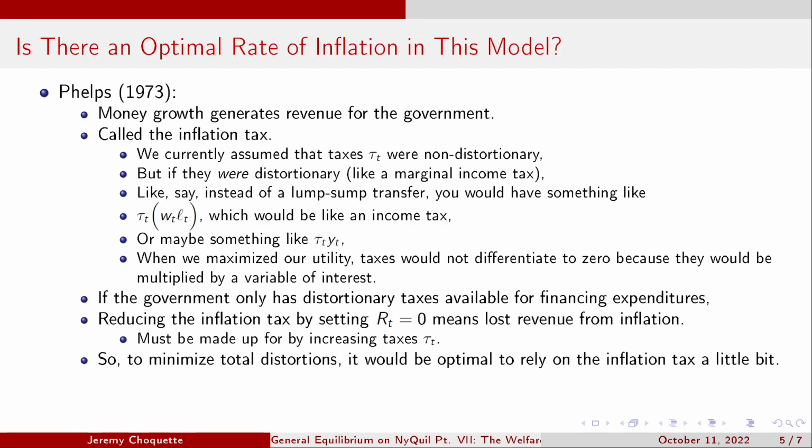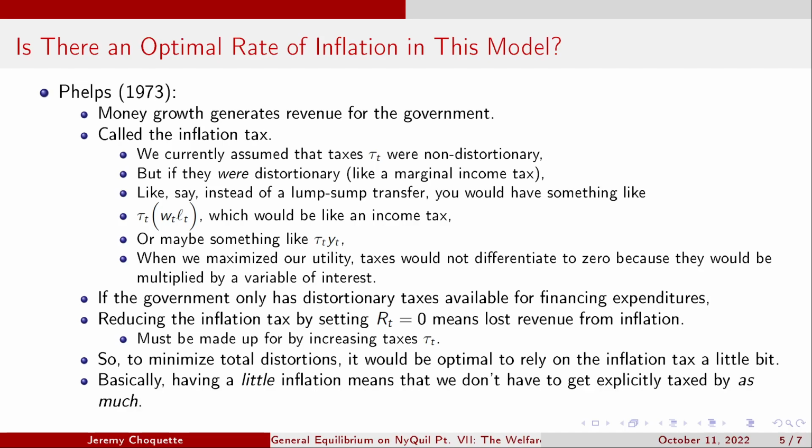So to minimize total distortions, it would be optimal to rely on the inflation tax just a little bit. The idea would be having a little inflation means that we don't have to be explicitly taxed by as much. Now, if we were to listen to Milton Friedman, kind of try to kick back at this one a little bit, what he would say is, okay, let's say there's inflation.